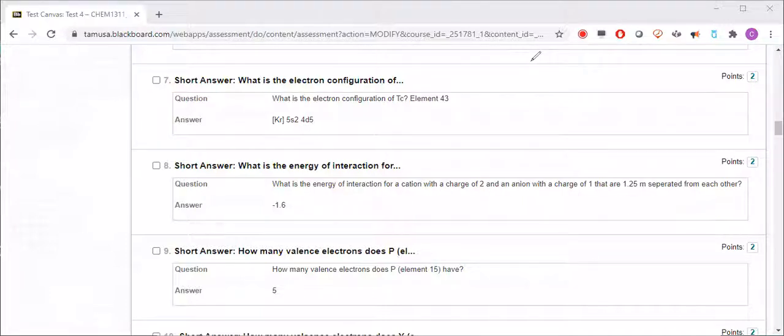So how many valence electrons does P have? So P has the electron configuration of neon, 3s2, 3p3, 2 plus 3 is 5.